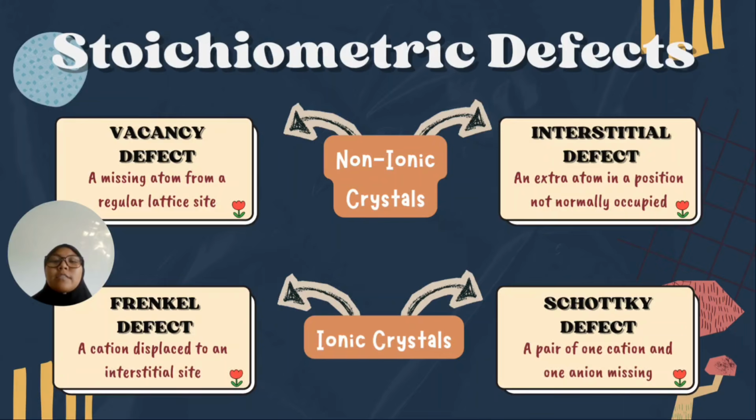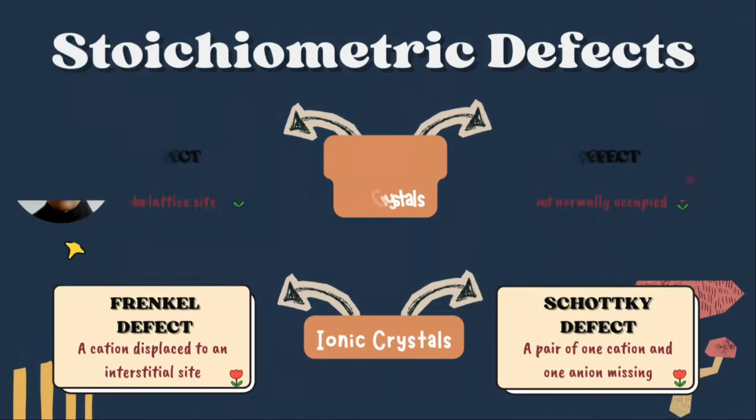Next, interstitial defect. It happens when an extra atom squeezes into an empty space where it does not belong. The third one is Schottky defect. A matching pair of one positive and one negative ion go missing together at the same time. The last one is Frenkel defect, where an ion gets misplaced, leaving its original spot empty and crowding into a nearby gap. These defects occur in 2 different conditions, where vacancy and interstitial occur in non-ionic crystal, while Frenkel and Schottky happen in an ionic crystal.